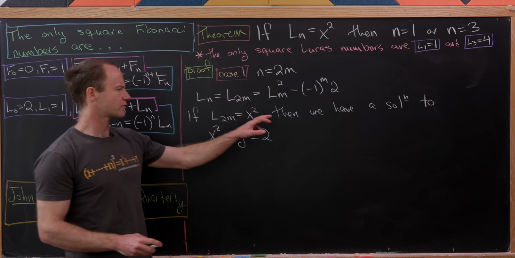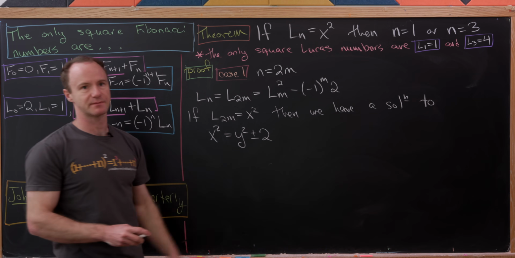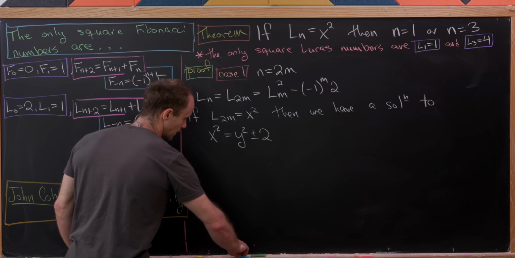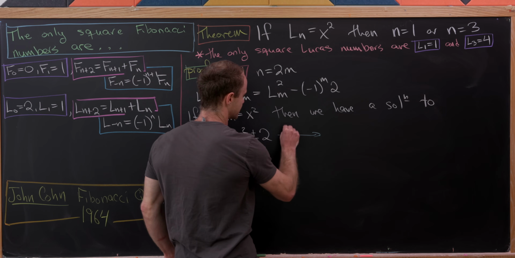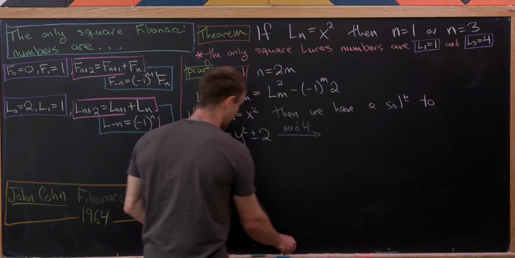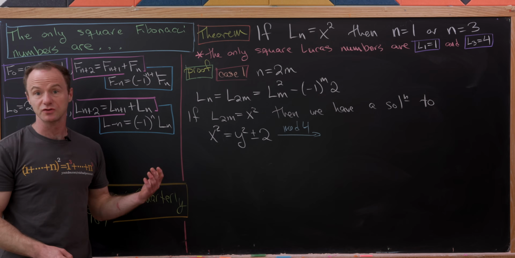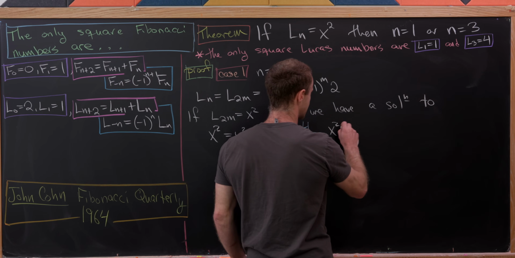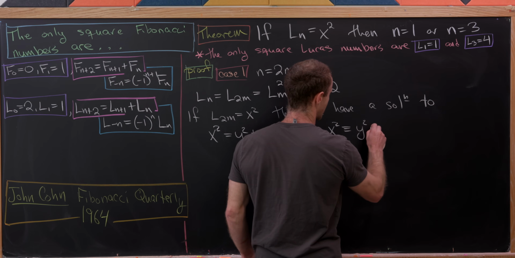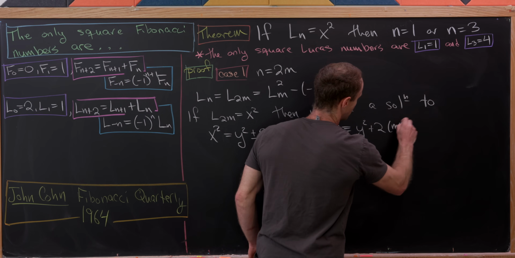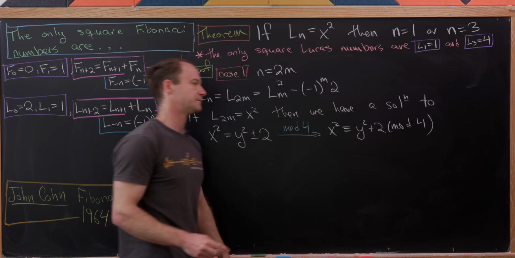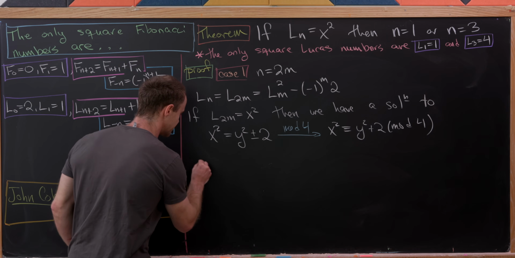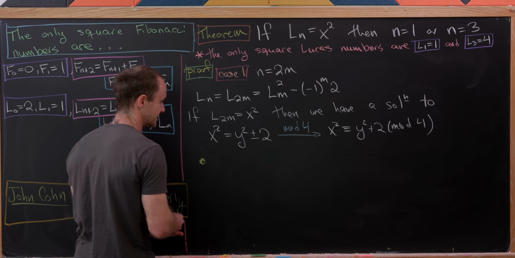But in fact, we won't really care about if this is a plus or minus 2 because we're going to work mod 4. Okay, so let's maybe point that out here. So working mod 4, that means we've got a solution to the following congruence. We have x squared is congruent to y squared plus 2 modulo 4. Okay, great. And so now we're going to break this into two subcases.